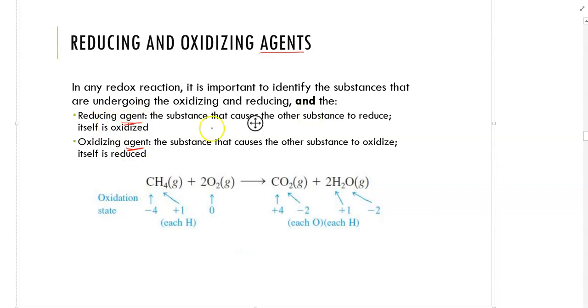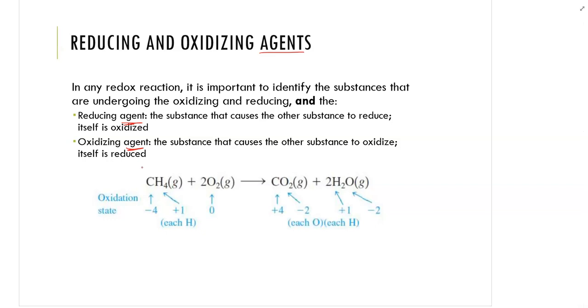So the reducing agent is a substance that causes the other substance to reduce, right? So the reducing agent is causing something else to reduce, but itself is oxidized. Okay, that's a lot. Let's try this next one. So the oxidizing agent, its counterpart, is the substance that causes the other substance to oxidize, and itself is reduced. Oh boy, okay. At this point, it starts to get really easily turned around, but let's try this out.